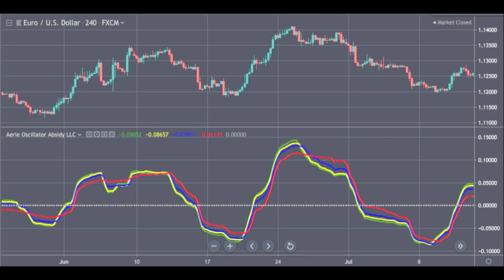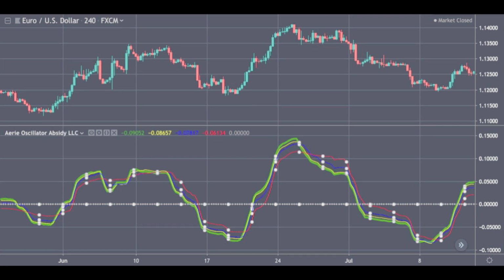This indicator is a next-generation momentum indicator developed to give traders advanced, clean, and early signals of momentum shifts and changes in the market. You can see the oscillator here at the bottom of the screen. It's comprised of 4 lines.